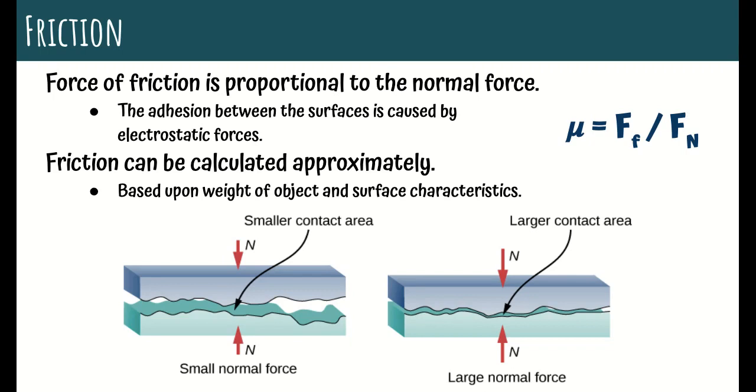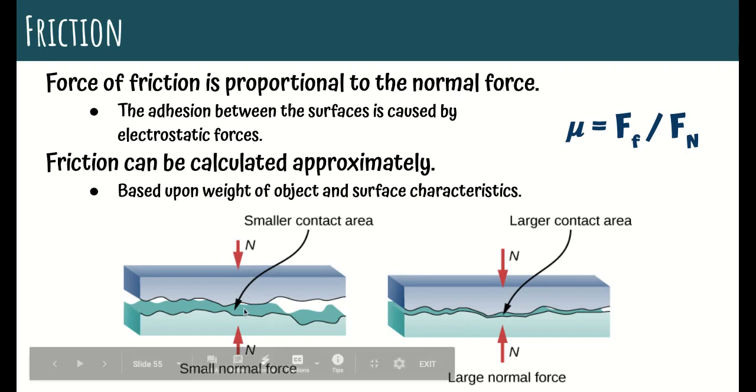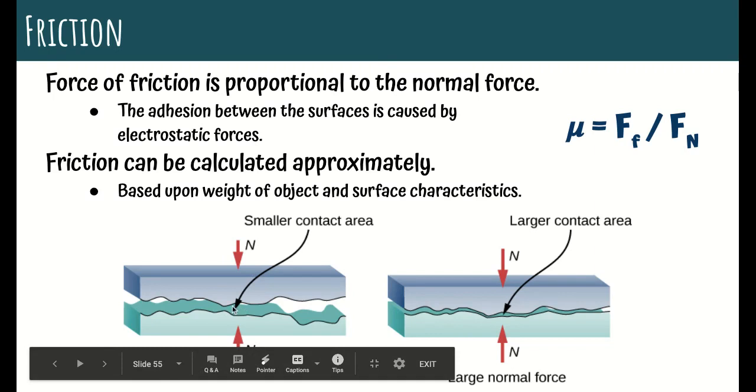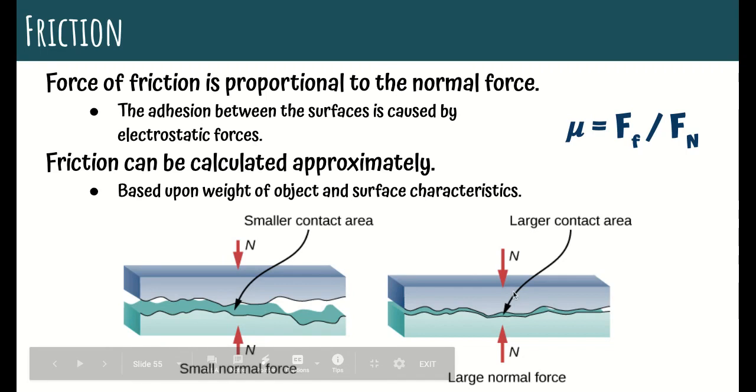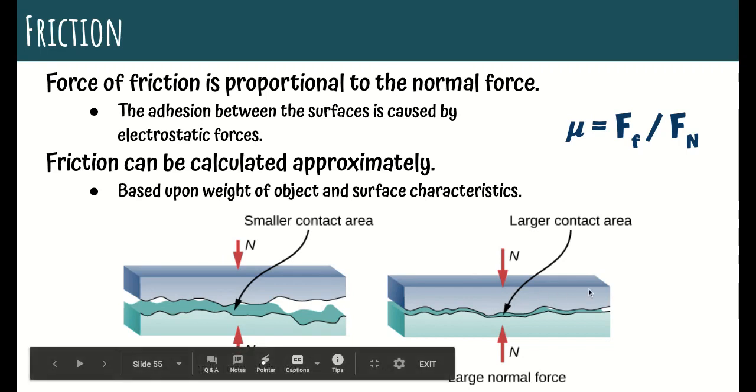approximately, and it's usually based upon the weight of the object and different surface characteristics. Here we have two examples of that, if you have a smaller contact area between the two pieces, or a different type of surface. Here we have quite deep ridges, and the actual surface that touches is very low. It's a low amount of surface. And on the right side, we have a larger contact area. So these pieces kind of fit together better almost, and you have more contact there.